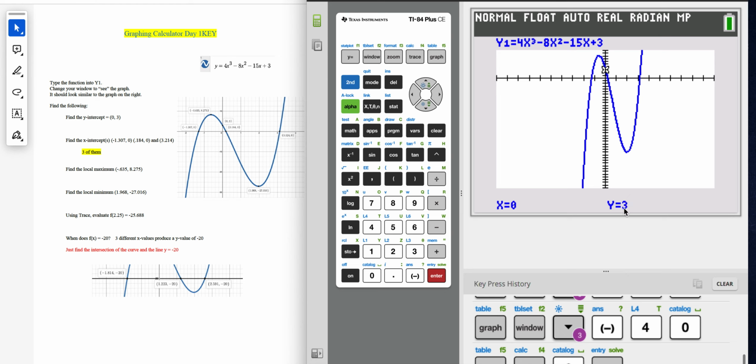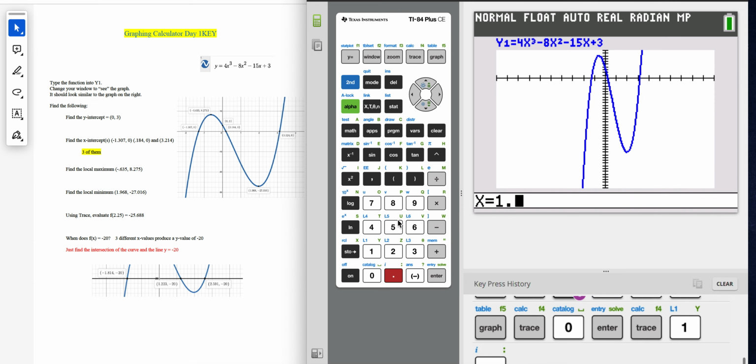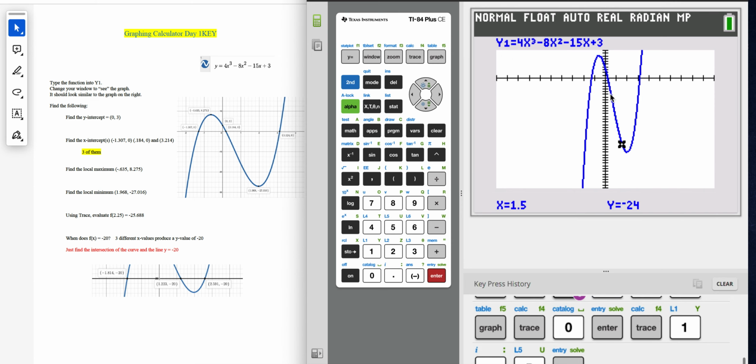So it's going to plug in 0 for you, and all it's doing is plugging 0 into the function, and it's getting back 3, which I guess you could probably just look at the function and know that the y-intercept is 3, but that just found it for me. So the y-intercept is just (0, 3). Again, I can hit trace any value. I could hit trace 1.5.